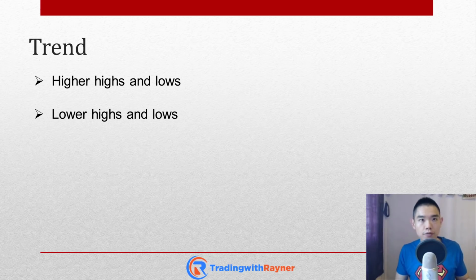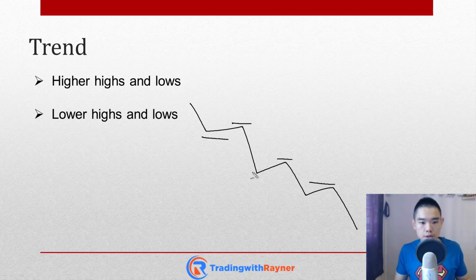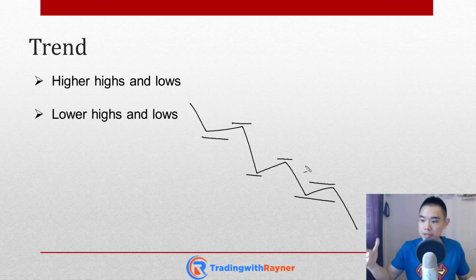The opposite of an uptrend is a downtrend, which looks like this. It has lower highs and lower lows. So when a stock is in a downtrend, we want to be selling. We don't want to be buying, because again, there's a good chance that the stock will continue trending lower.